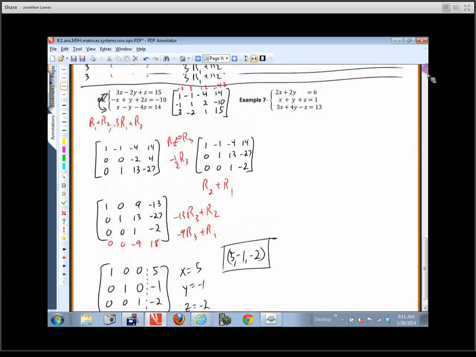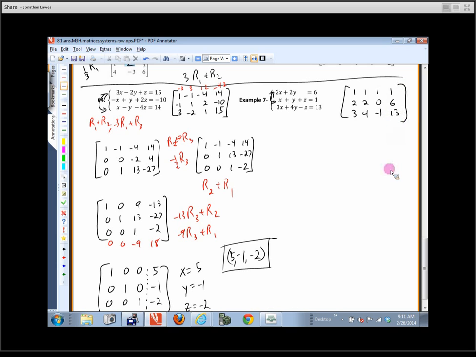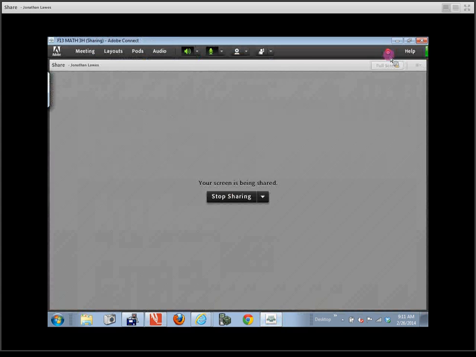Let's look at example number 7. If this were a test question, which again it easily could be, what would you do first? Okay, switch these. So I'm going to write 1, 1, 1, 1, 2, 2, 0, 6, 3, 4, negative 1, and 13. So there's the augmented matrix we're going to start with. I'm going to pause the recording here, and then we'll pick up.